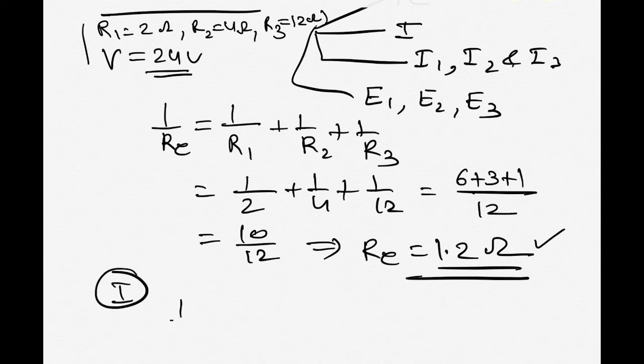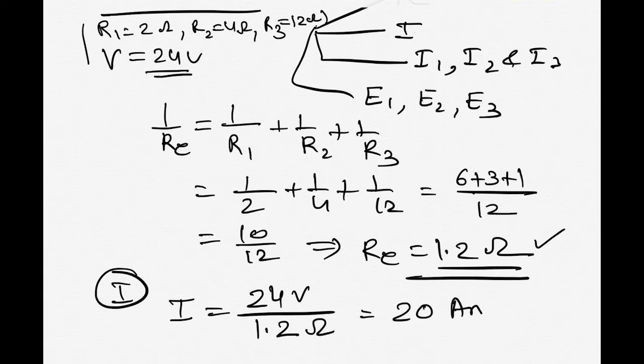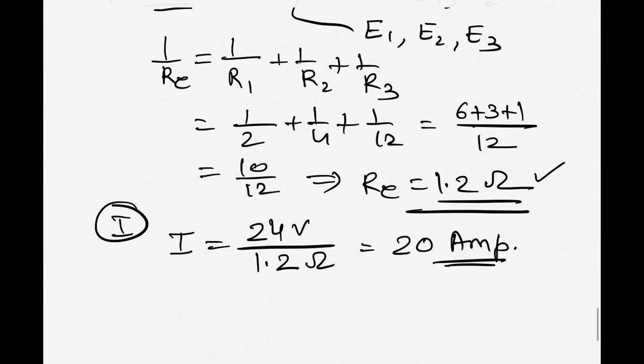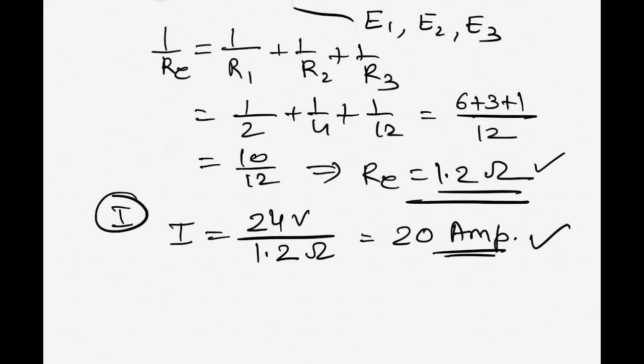To find the current I in the circuit, we have the formula as per Ohm's law: the voltage of the energy source, which is 24 volts, divided by the equivalent resistance of the circuit, which is 1.2 ohms. So it becomes 20 amperes. Volt per ohm is nothing but ampere. So we calculated the current in the circuit.